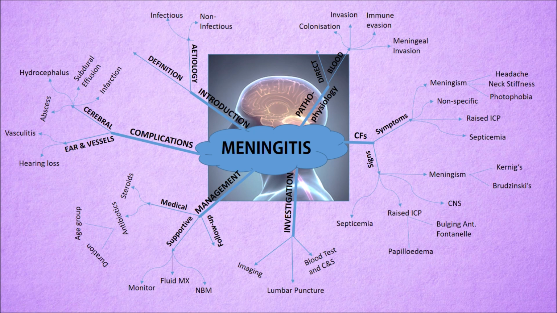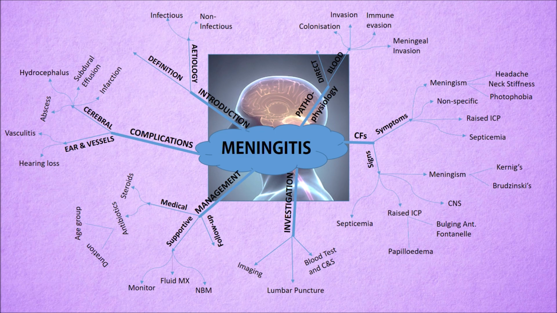So let me explain regarding the symptoms. For the younger children, who usually cannot really explain their symptoms, they usually present with non-specific symptoms such as fever, seizure, irritability, vomiting, or reduced feeding. And for the older children that can explain their symptoms, they may have the classical triad of meningism, which is a headache, neck stiffness, and photophobia.